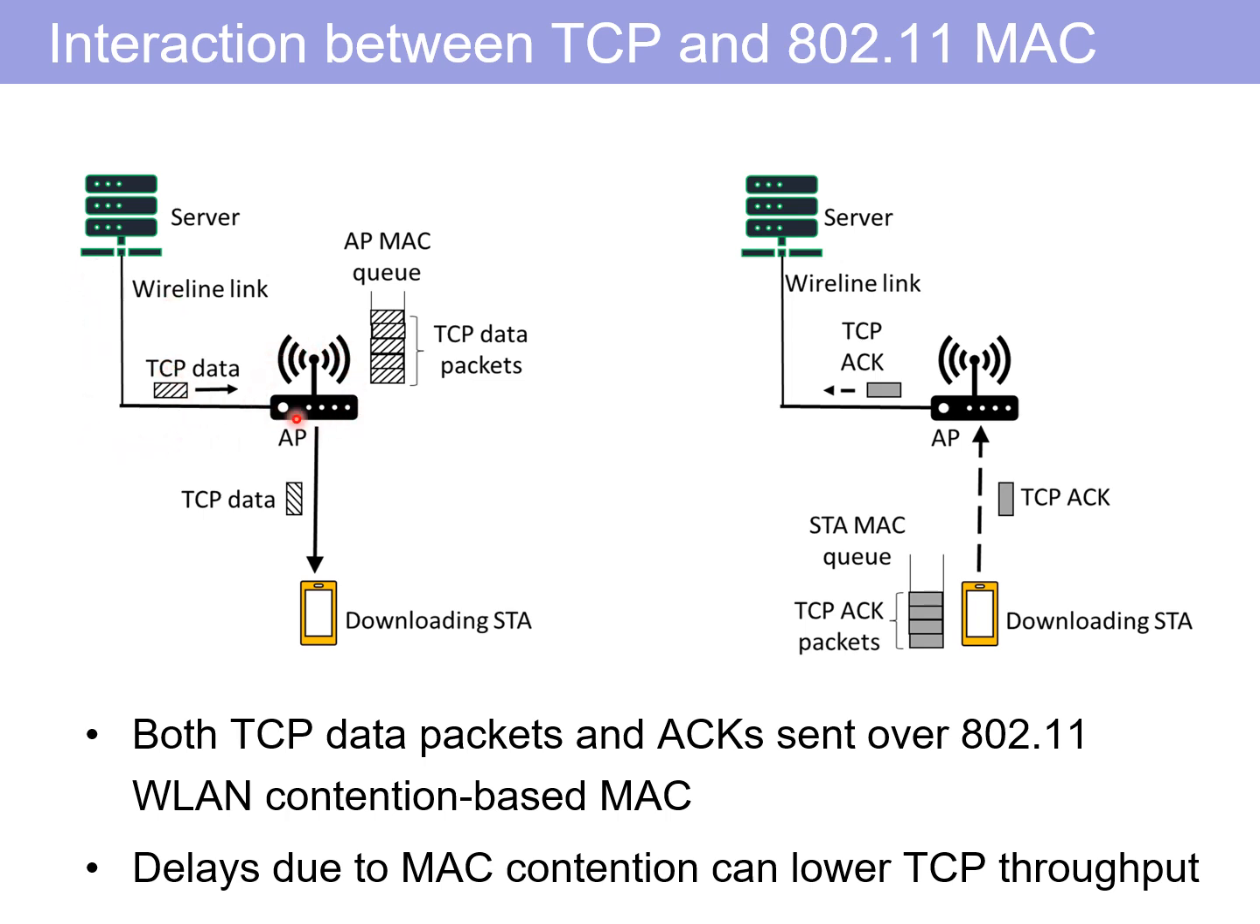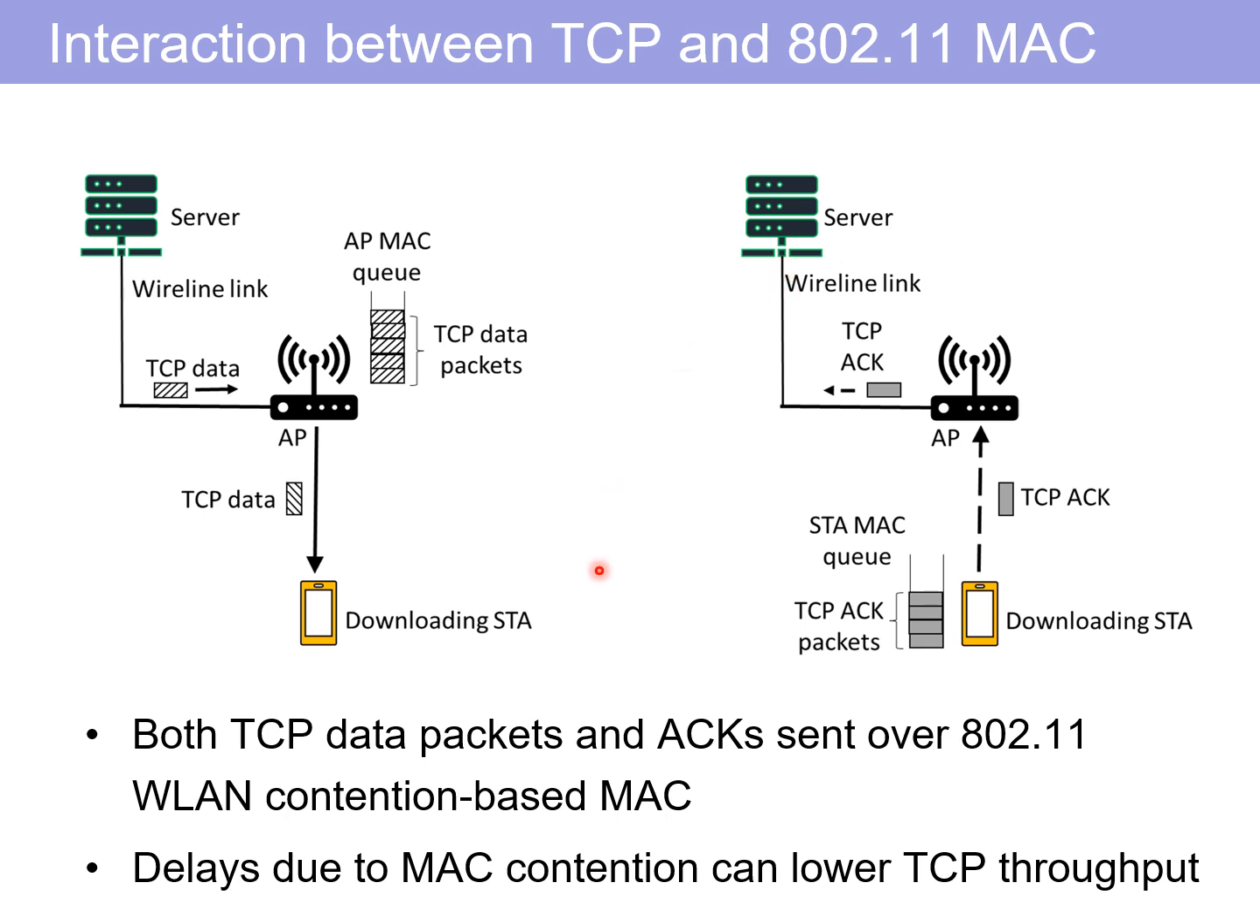The AP sends this data packet to the downloading station via the 802.11 wireless channel. This generates TCP ACK packets at the station, and the station sends these TCP packets over the same 802.11 wireless channel to the access point. The access point then sends this TCP ACK packet to the server via the wireline link.